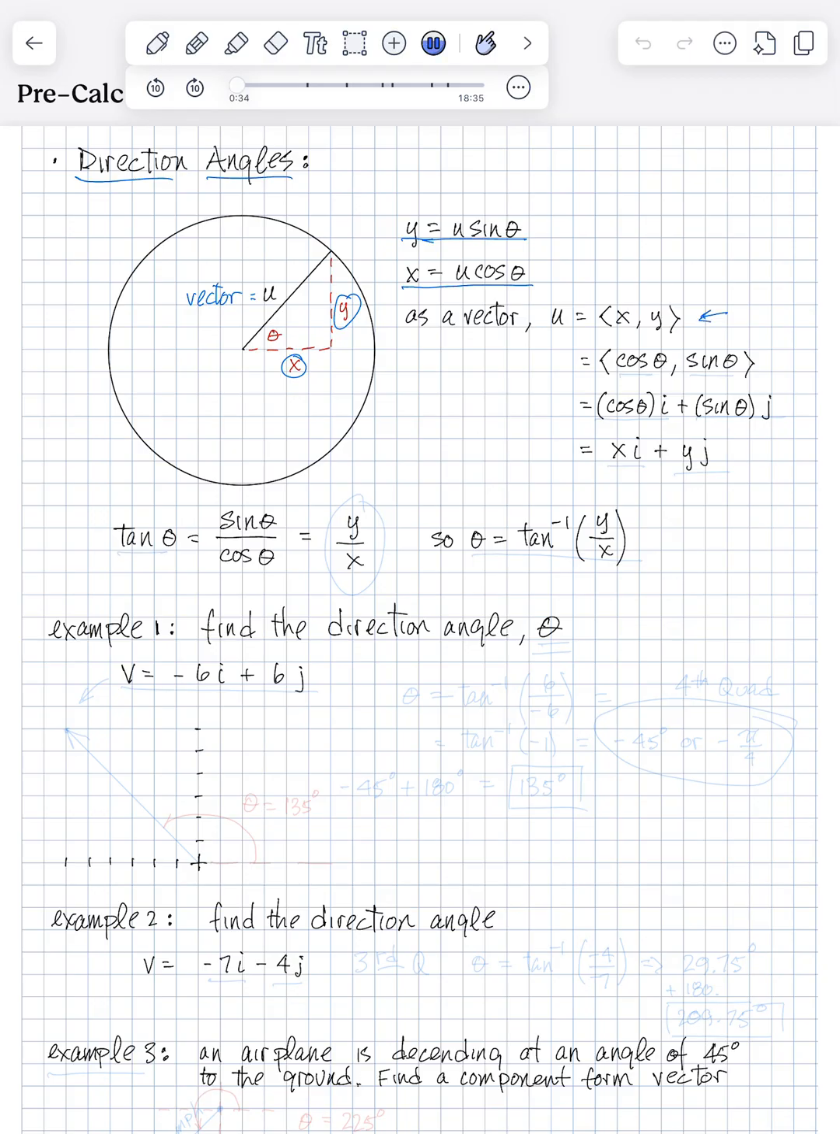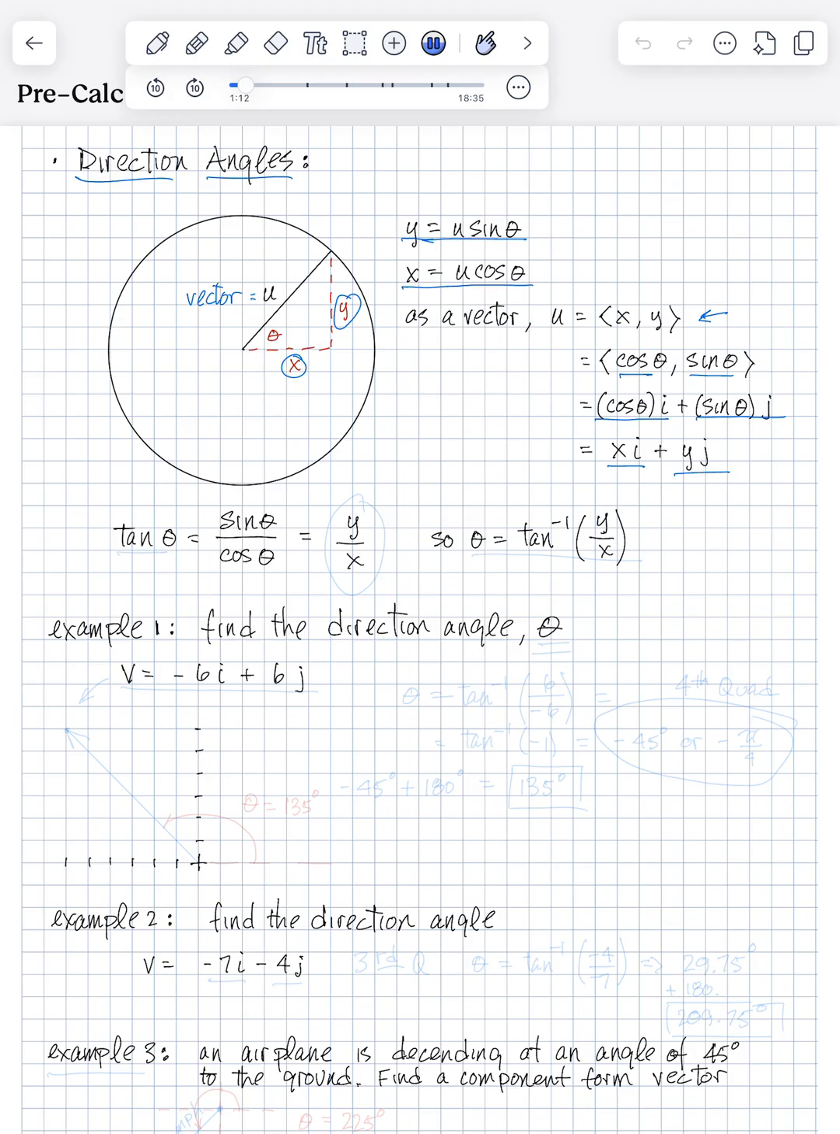Right here we put it in these brackets, the greater than and less than brackets. And since x is u cosine theta, we can just substitute cosine theta and sine theta. If we wanted to use the components with i and j, we would have cosine theta i and sine theta j. And then finally, we could write it as x i and y j. So there's many different ways to write a vector.